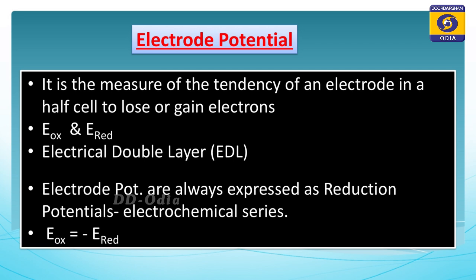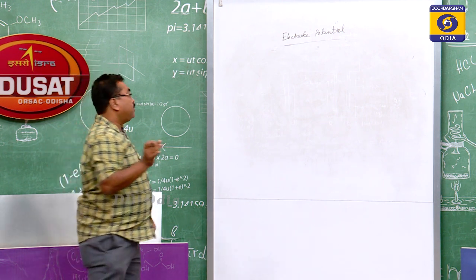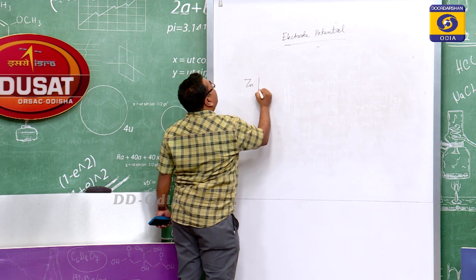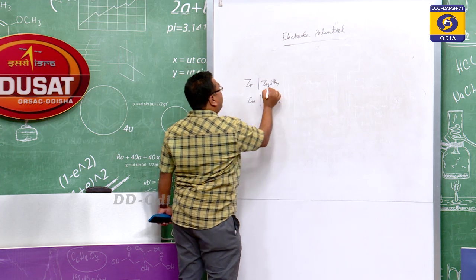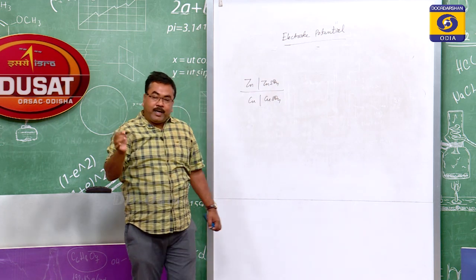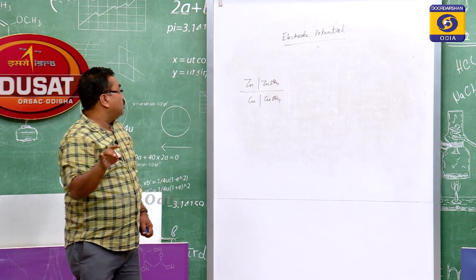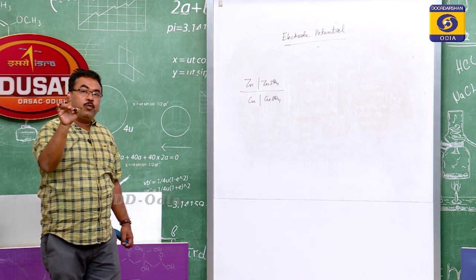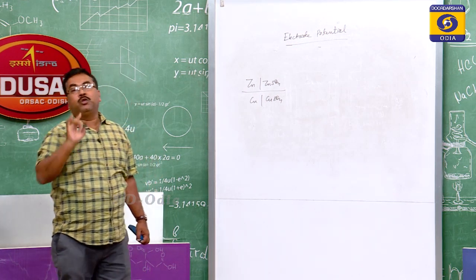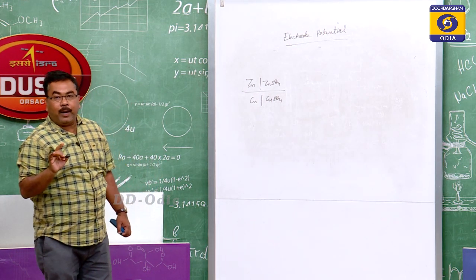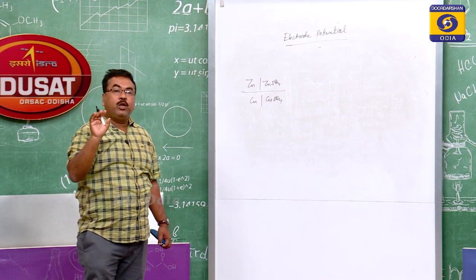There will be a tendency of the metal, that means the metal must be in contact with the solution of its own ion. That means how zinc was in contact with zinc sulphate and copper was in contact with copper sulphate. So, if this situation arises, there will be a tendency of the metal either to get oxidized or to get reduced. These two processes will produce an electrical double layer at the metal and solution interface, electrical double layer.